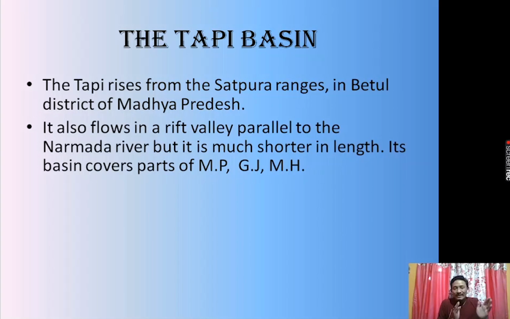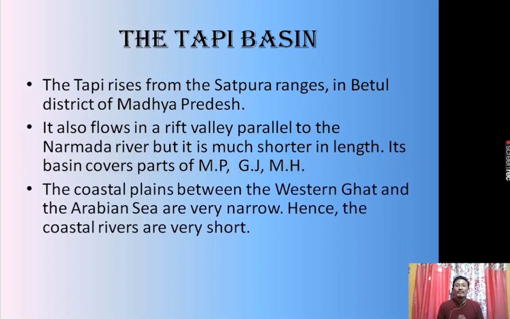But it is much shorter in length as compared to the Narmada River. Its basin covers parts of Madhya Pradesh, Gujarat and Maharashtra. So these are the three states where the Tapi River runs, and as compared to the Narmada River, it's shorter, and it flows parallel to the Narmada River.